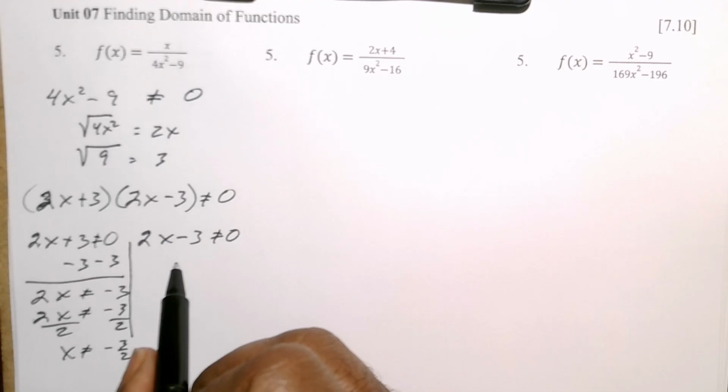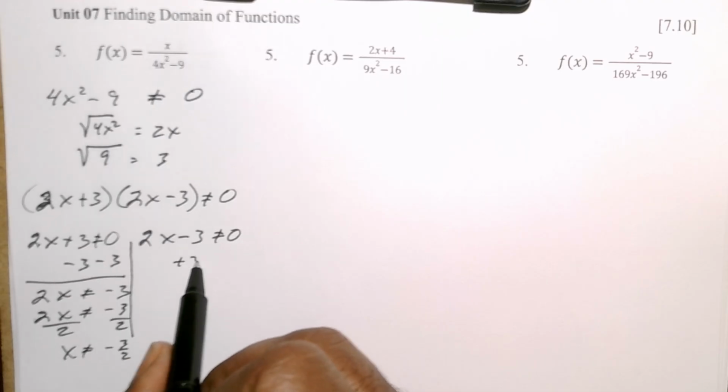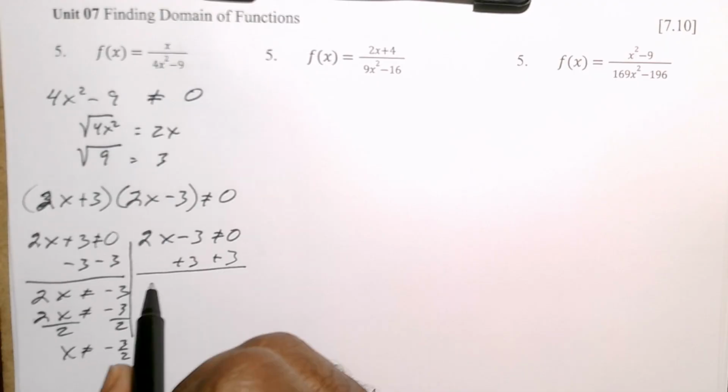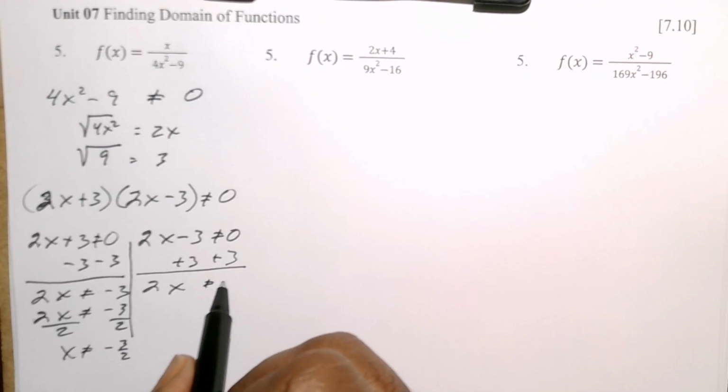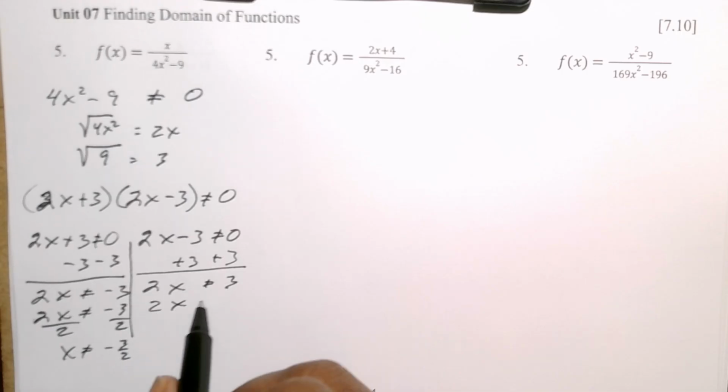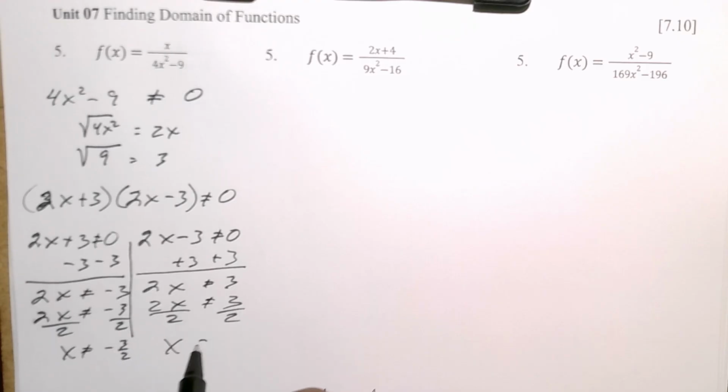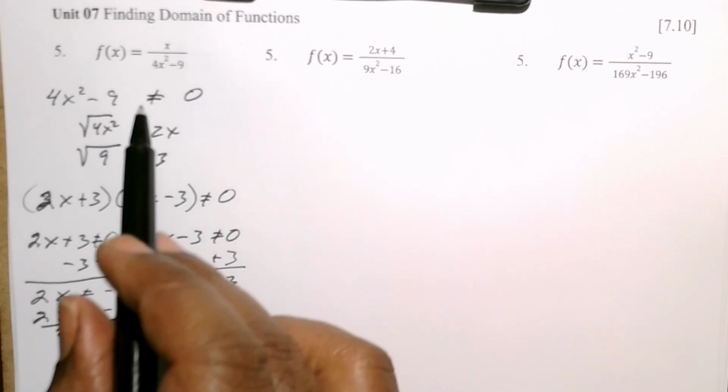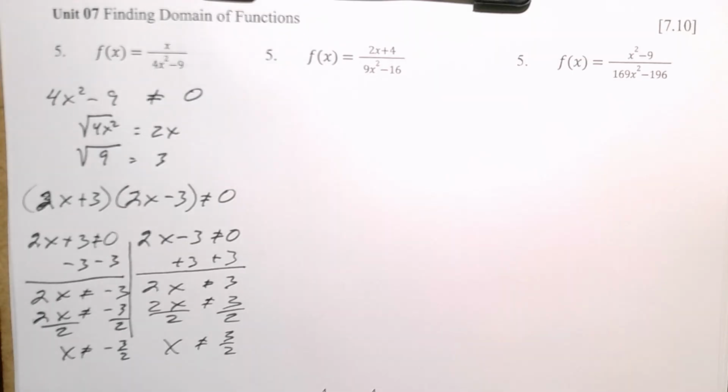Let's solve the other side. Let's say plus 3 here, plus 3 here. And we'll end up getting 2x not equal to positive 3. We'll take our 2x not equal to positive 3 and divide both sides by 2. And we'll get x cannot be 3 over 2. So these are the two numbers that we cannot use for x in the input. So that's the number system that omits negative 3 halves and omits positive 3 halves. So these two numbers are omitted.